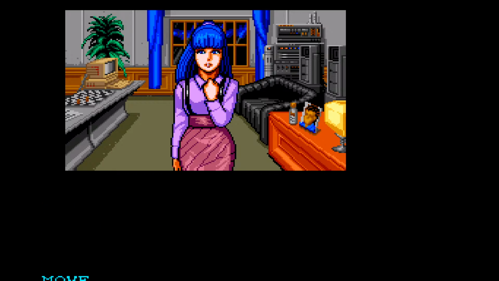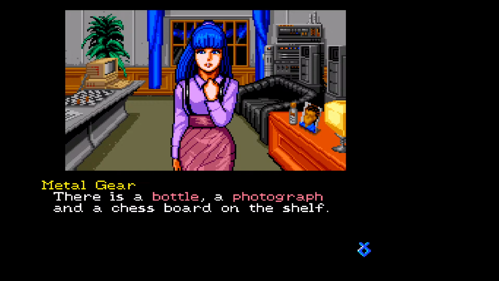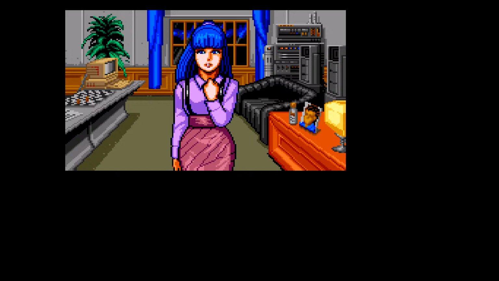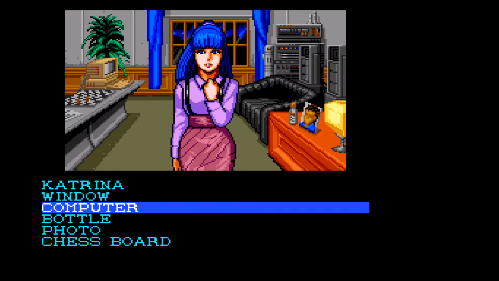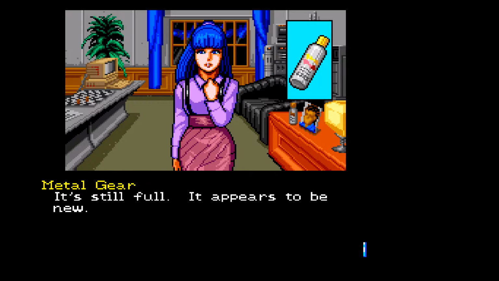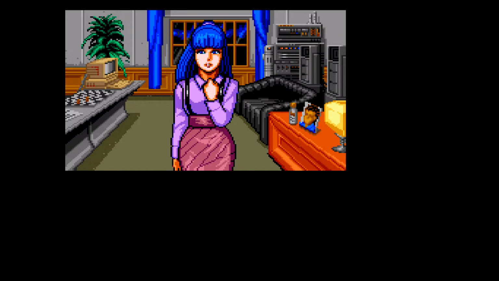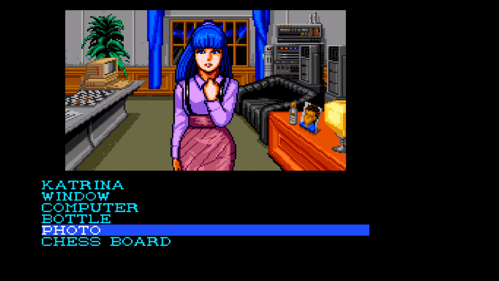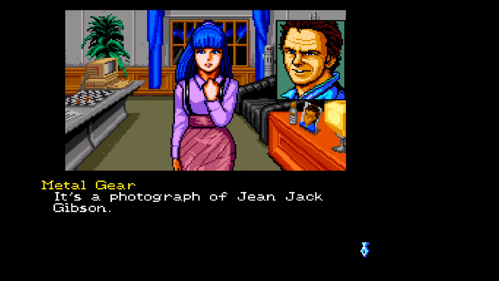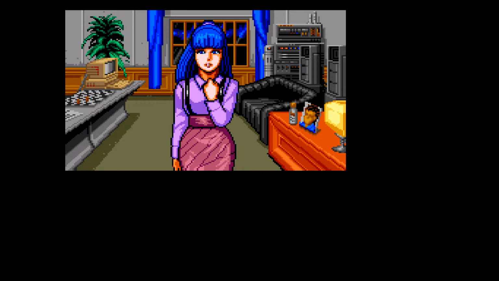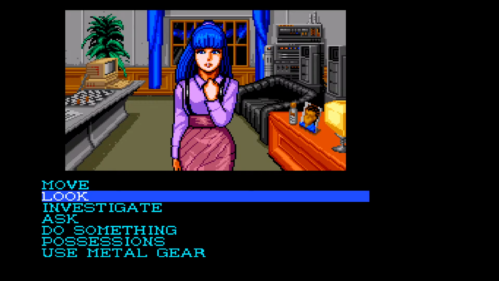Okay. Let's look around. Let's look at the desk. There is a bottle and a photograph and a chessboard on the shelf. It's still full. It appears to be new. So I'm thinking that's the sunscreen. It's a photograph of Jean-Jacques Gibson. Why would he have a photo of himself just sitting next to his computer system?